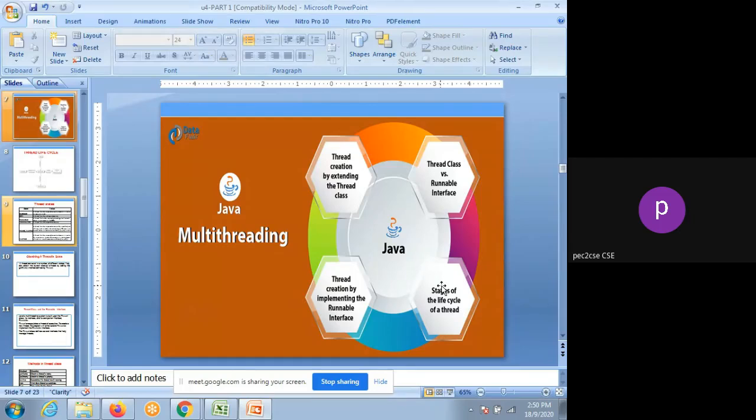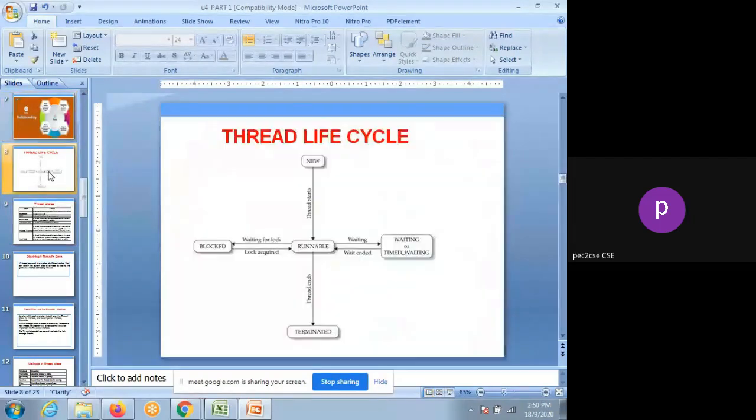Life cycle of a thread. So this is the life cycle of a thread. Whenever you create a thread, it goes into a new state. There are 5 states in the thread life cycle: new, runnable, blocked, waiting or timed waiting, and terminated. So whenever a thread is created, it is in a new state.